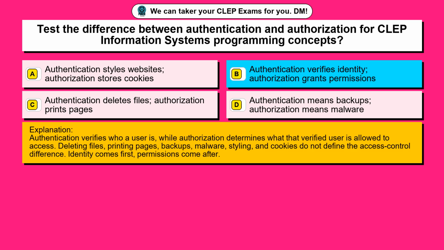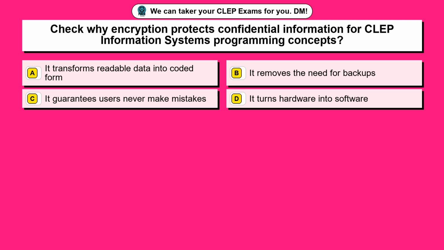Authentication verifies who a user is, while authorization determines what that verified user is allowed to access. Deleting files, printing pages, backups, malware, styling, and cookies do not define the access control difference. Identity comes first, permissions come after. Question 47. Check why encryption protects confidential information for CLEP Information Systems programming concepts.